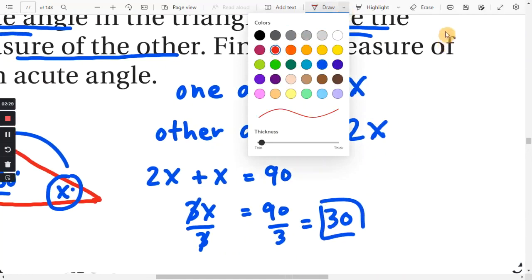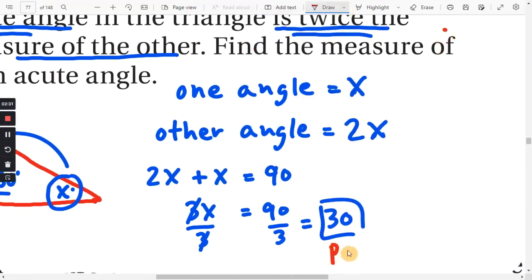So you just want to take that 30 and plug it in. All right, so obviously the one that's x is just 30. And the one that's 2x is 2 times x, or 2 times 30.